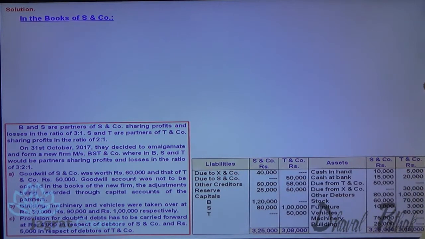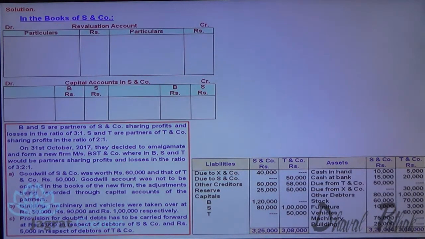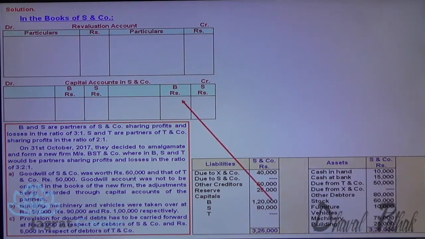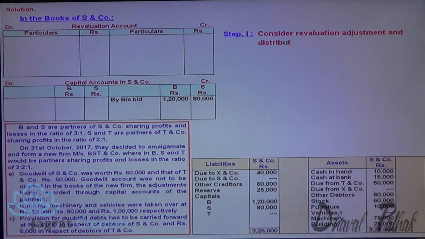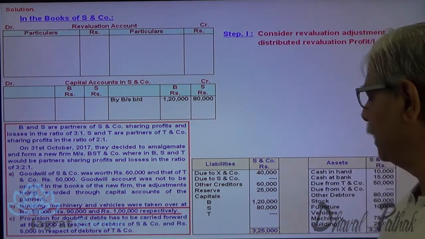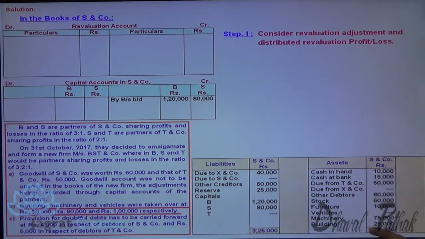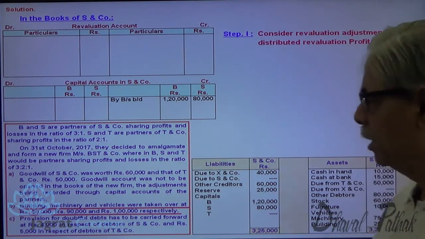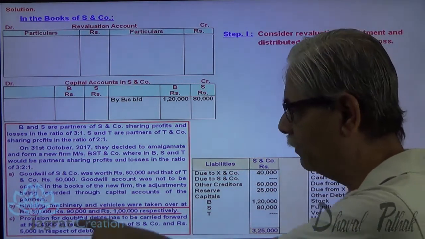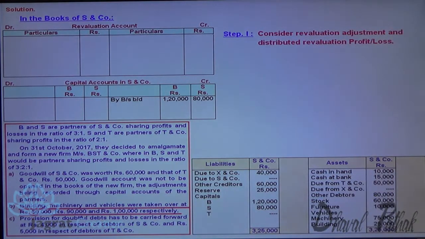So books of S&N company, revaluation account, capital accounts. Now first step for the purpose of solving the sum is to write the capital balance. So capital of B and S recorded as opening balance. Next, consider the revaluation adjustment. Building, machine and vehicles are revalued. Here you will find that machinery and building is there, vehicle is not there. So building and machinery are revalued for 50,000 and 90,000.